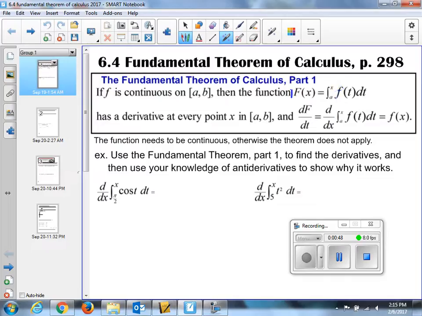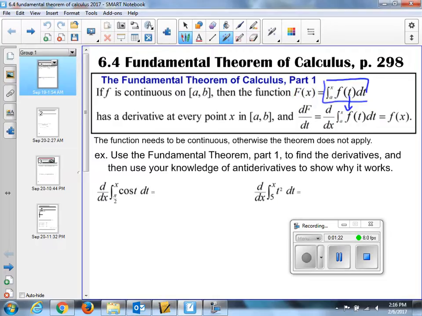Then this function, capital F of x, which is the integral from a to x for the small f function, for the original function, and it has a derivative at every point in between a and b. And the derivative of this capital F is going to be equal to the derivative of that integral expression. Well, what does it give you?